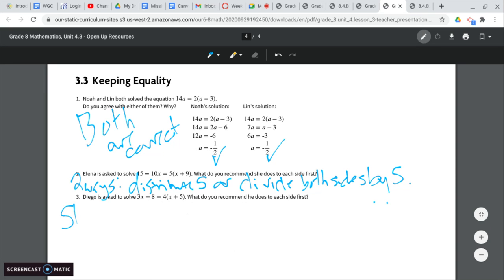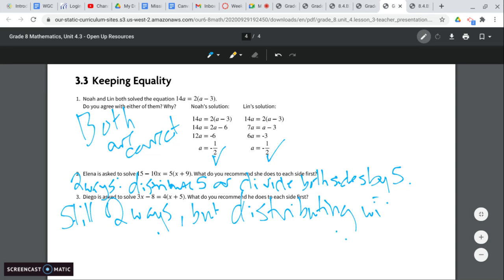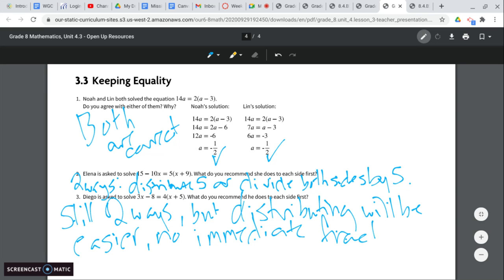So still 2 ways, but distributing will be easier. No immediate fraction. So an attempt to avoid having fractions right off the get-go.